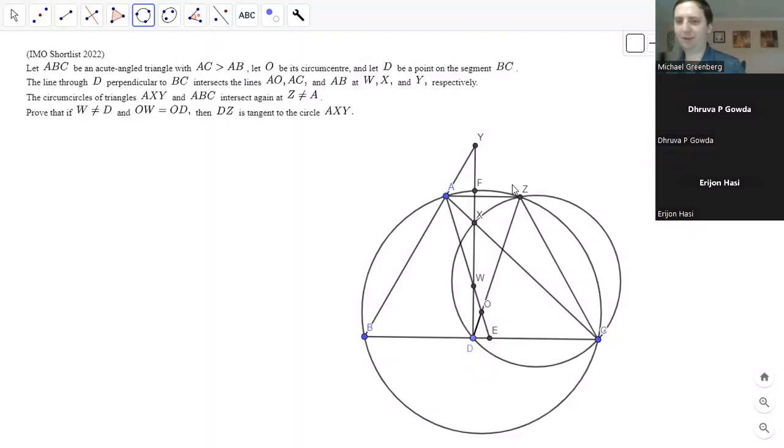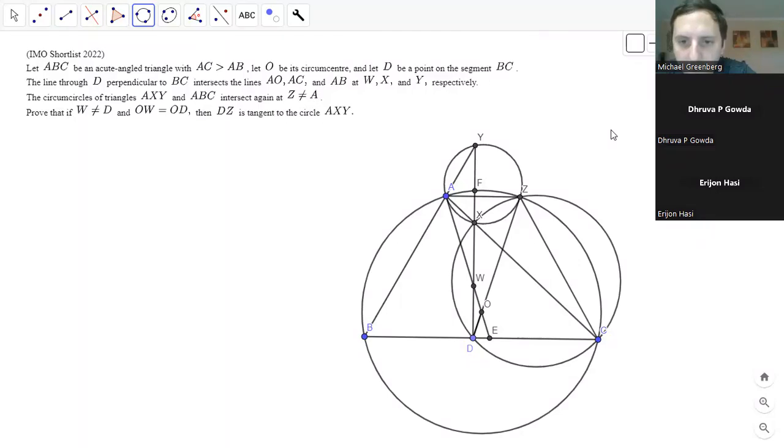Nice solution. So before I forget, we said CZD is EAB, which is OAB, which is 90 minus ACB, which is EXC. But I don't see how to prove DZ is a tangent to AX. So then how do we show it's tangent?